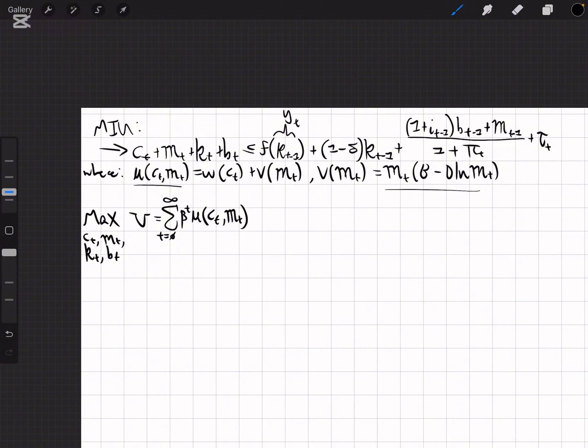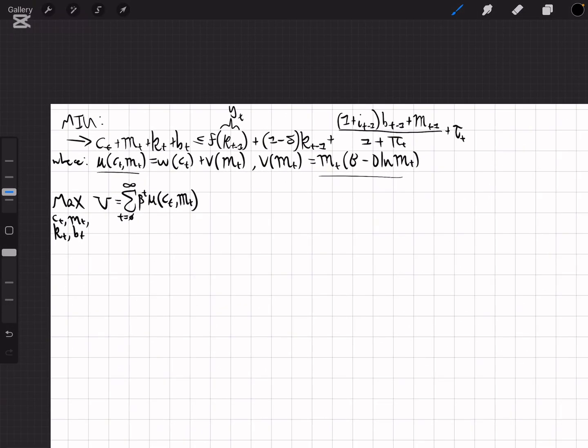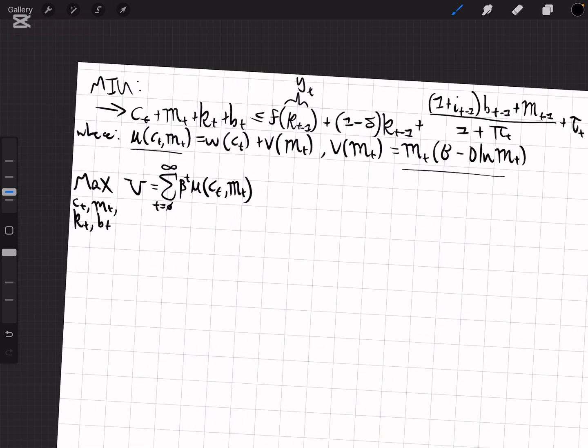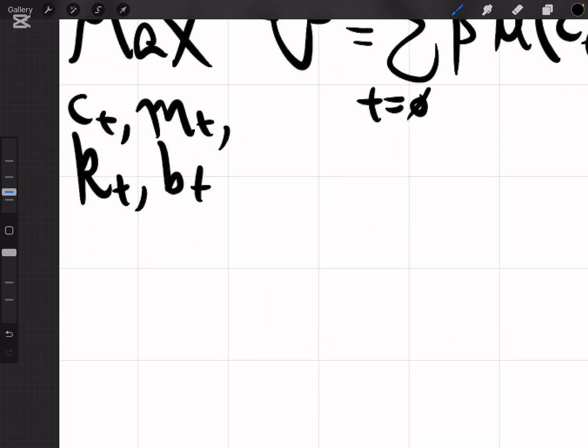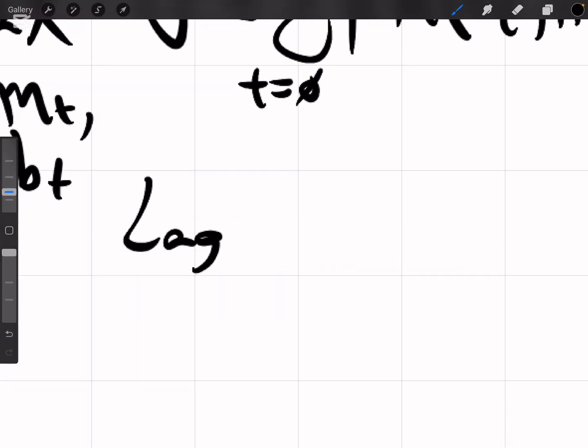Our first objective today is we're just going to be finding the Euler equation. So your first thing to do is set up your Lagrangian. I misspelt it. Lagrangian. Okay.